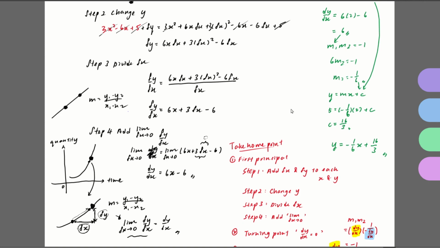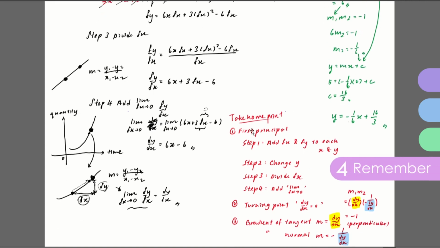Alright, so let's go through the take-home points. The first one would be finding dy dx using the first principle method. So these are the 4 ways that we have gone through just now. The second point would be when finding turning points, make sure to use dy over dx equals 0.